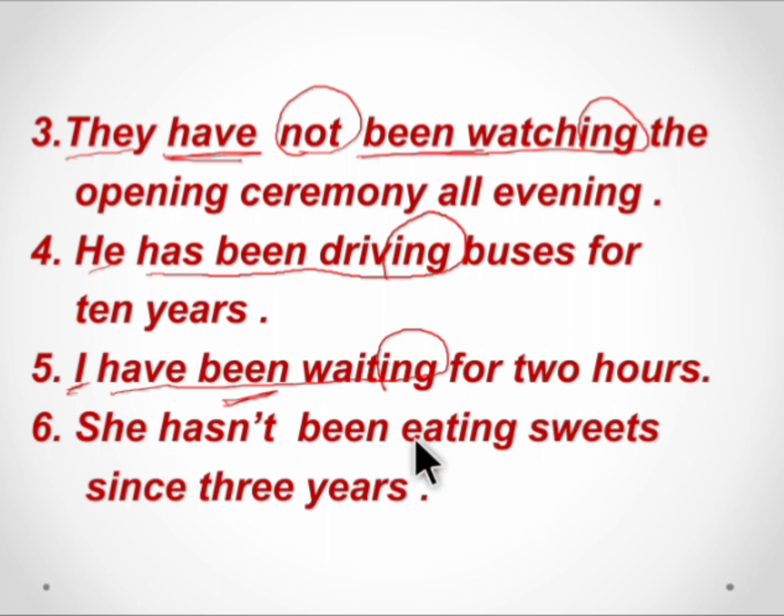She hasn't been eating sweets since 3 years. Hasn't is the short form for has plus not. It is the contraction. Since she, it is hasn't. Been eating, eat is there, ing, so we use been. Sweets since 3 years. Before 3 years she stopped eating sweets, and till now she is not eating sweets, and in future also she will not be eating.